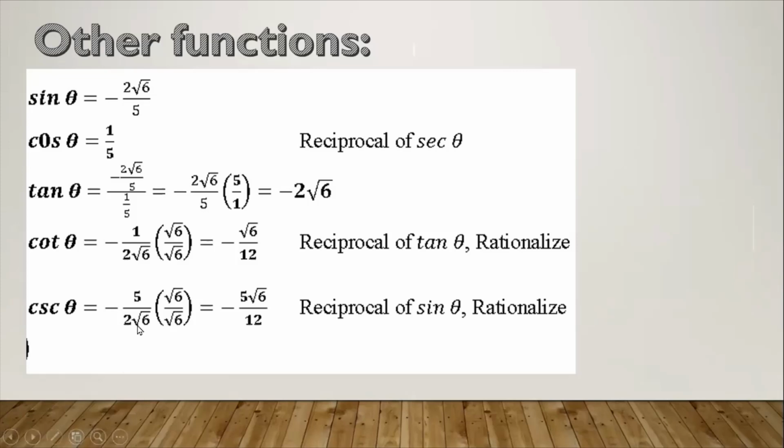If you're asking, sir, why aren't we including 2? Because 2 is a whole number. All we need to eradicate here is the radical symbol, which is square root of 6, right? So only square root of 6, do not include 2. So we multiply our given by square root of 6 over square root of 6, and that is equal to negative 5 square root of 6 all over 12 for the cosecant theta. And this is how we solve for the other functions.